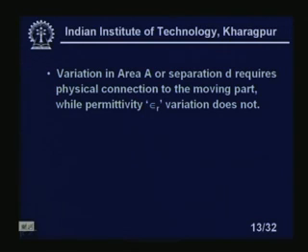Welcome back to the classroom. Now you see that we have seen some sensors already in the laboratory. You must have observed that the variation in area A or separation d requires physical connection to the moving part, while permittivity epsilon r variation does not, because you see it is not very simple. Even though I am showing two plates in the diagrams and making the separation, the physical implementation is not that easy.